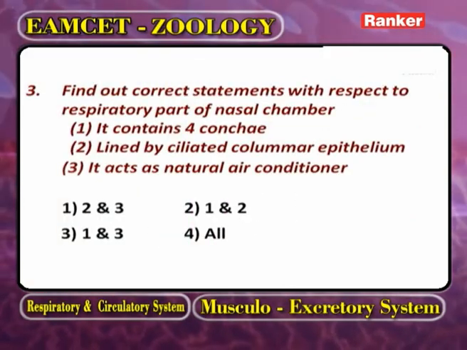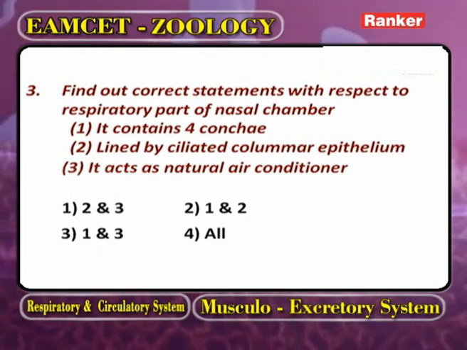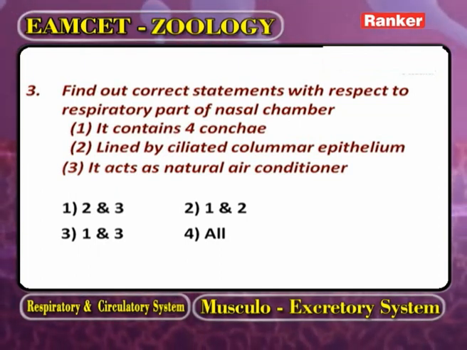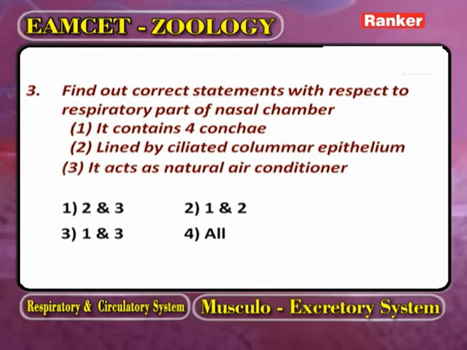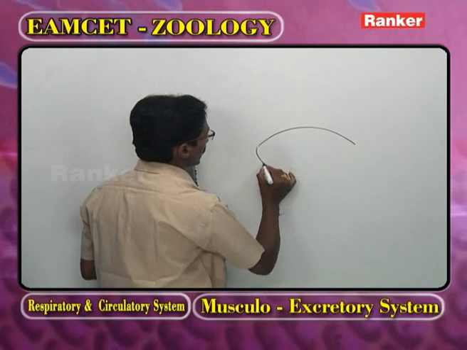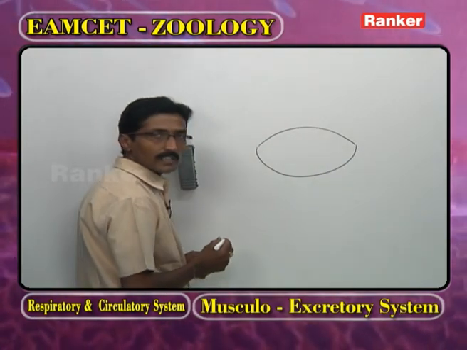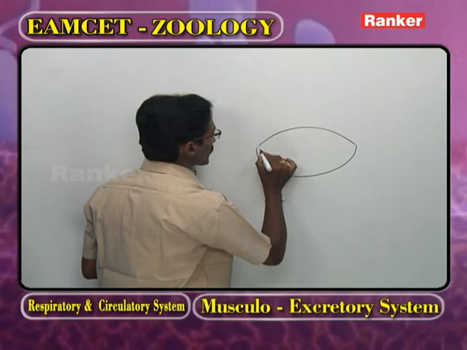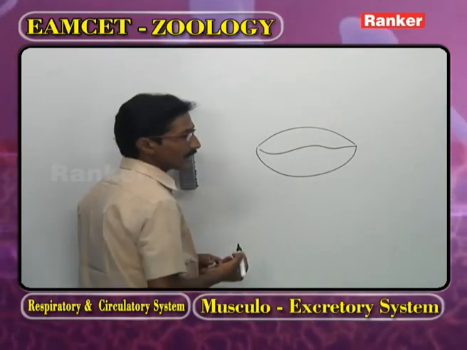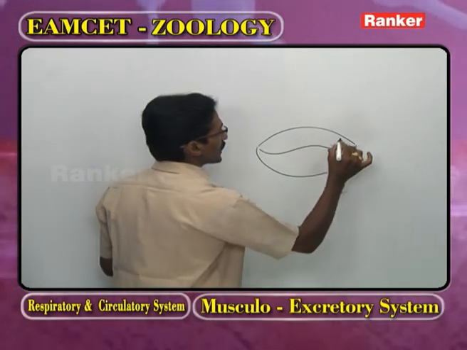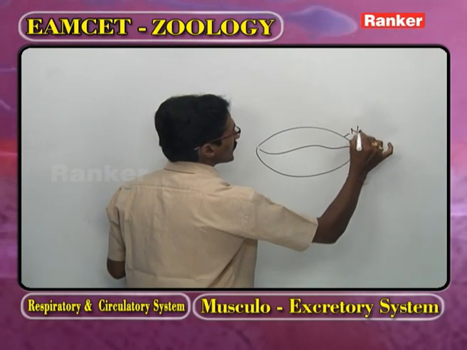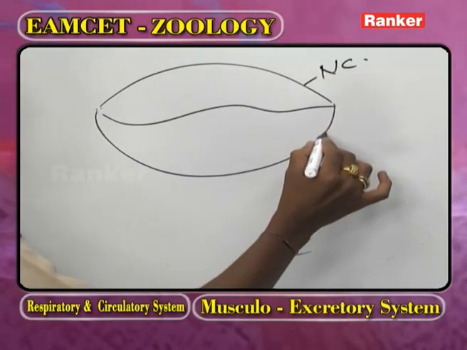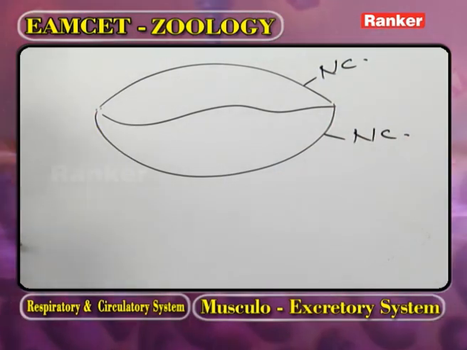Find out the correct statements with respect to respiratory part of nasal chamber. Now, as we observe the rabbit nasal chambers, this is one nasal chamber and this is another nasal chamber. These two are separated by a nasal septum. I am giving the short words. This is NC, nasal chamber. This is another nasal chamber.